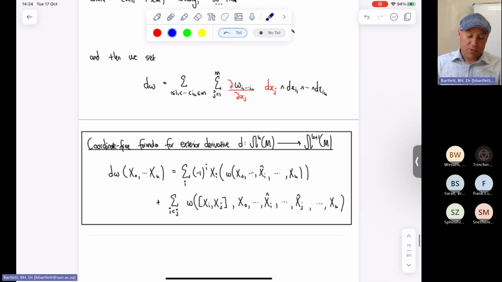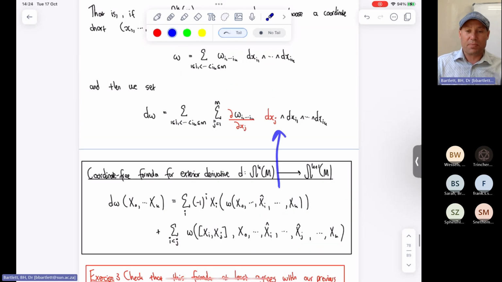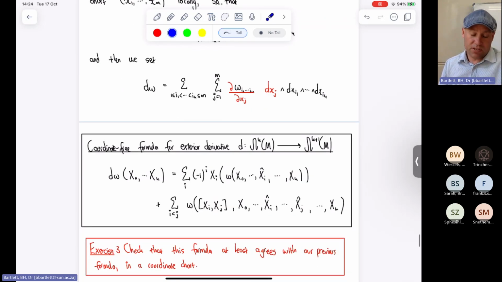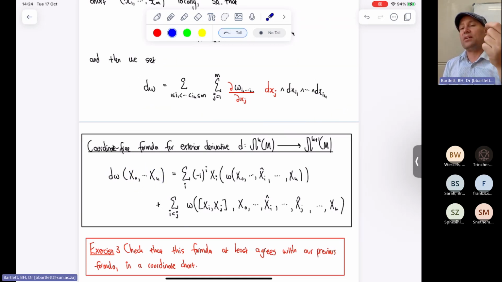Anyway, this is a beautiful formula, and the exercise is, I'm not going to ask you to prove that this formula is the same as this formula, because that requires a bit more calculation. But I just want you to at least check that this formula agrees with this formula in a coordinate chart. I would also have to check some more things here, like the invariance of this formula. But you should be able to at least check that it agrees with this formula in a coordinate chart. In other words, when the vectors that I feed it are my coordinate vector fields, then I want to recover this formula.